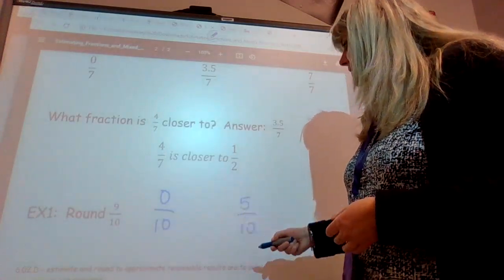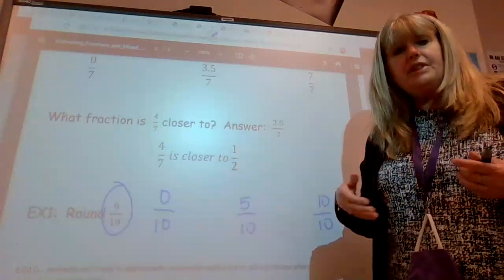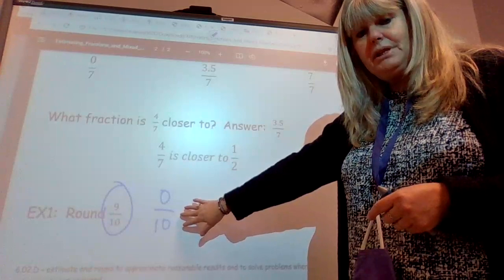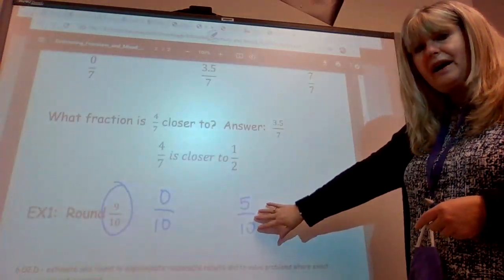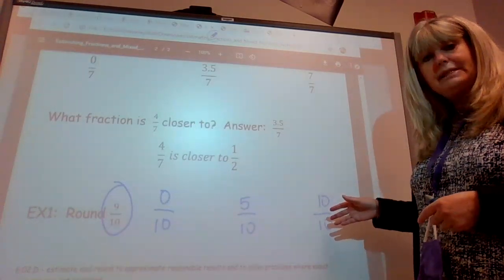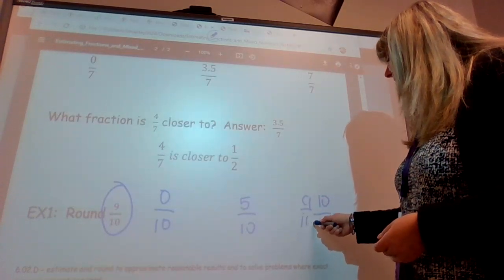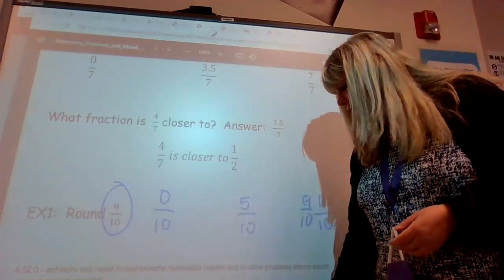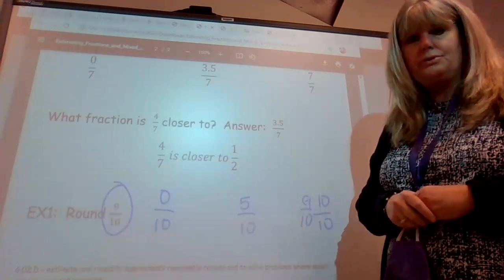So we've got 5/10. Now guys, we are looking at 9/10, and we're thinking about what is it close to. Is 9/10 closer to 0/10? No. Is 9/10 closer to 5/10? Not really. Is 9/10 closer to 10/10? Yes, it would be right here. So pretty much 9/10 is closer to 1. And that's what we're going to be talking about today in our notes. 9/10 is closer to 1.